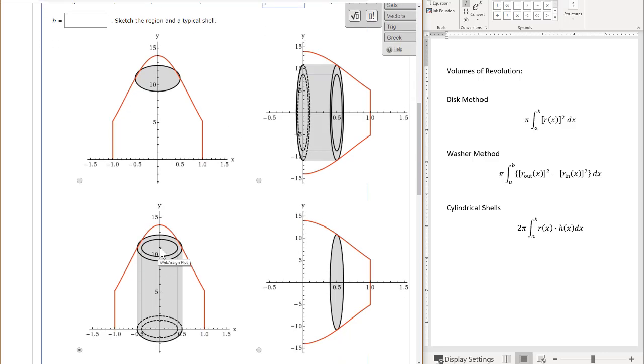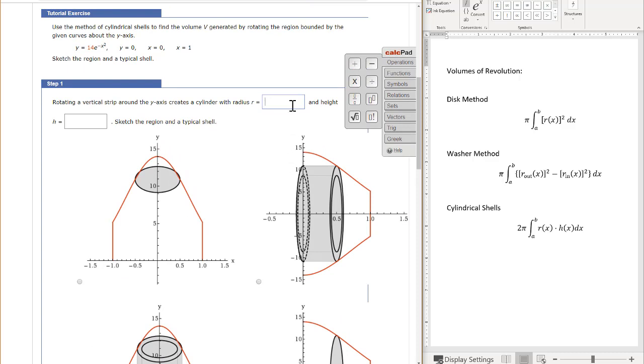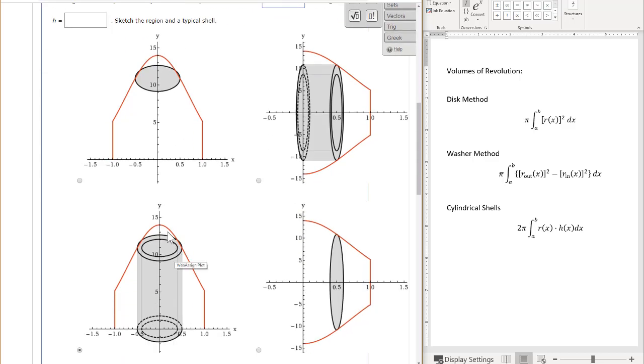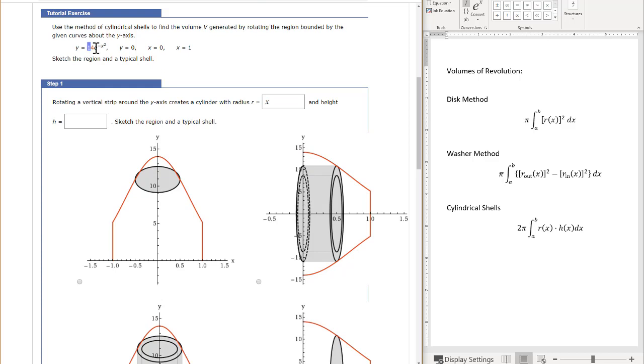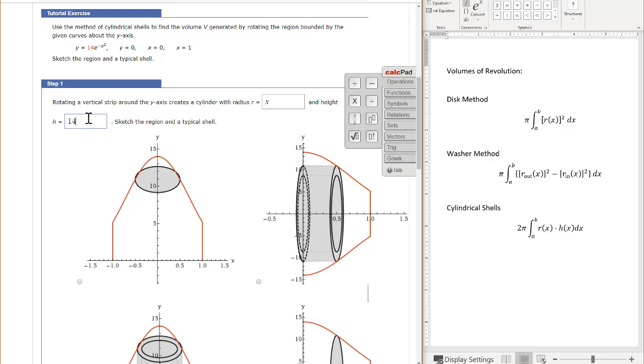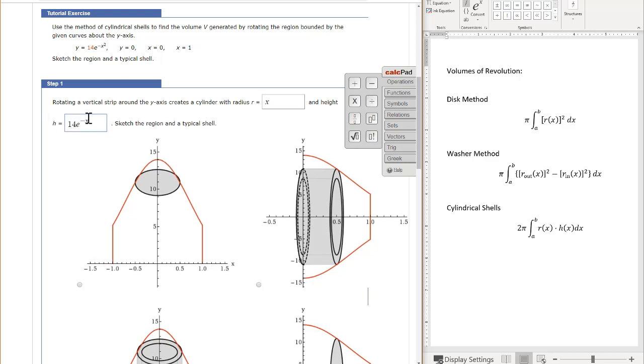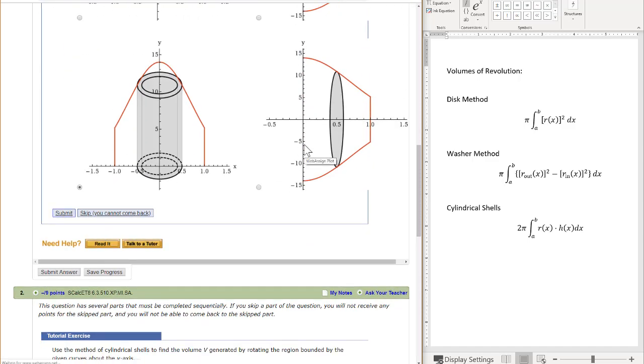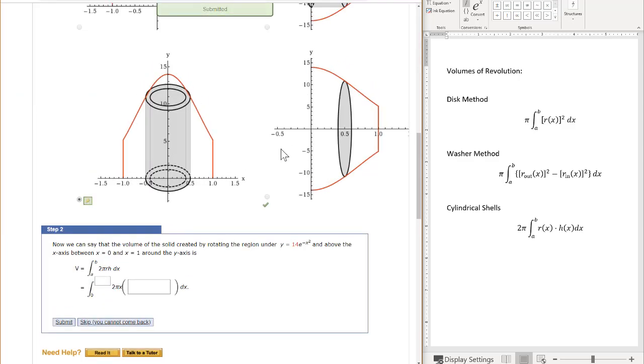So let's take a look at the shell. The radius r is going to go from the y-axis in the x direction towards some x value. So I say the radius is going to be x, and the height of the cylinder, depending on where you are, will be from the x-axis to that graph. And this is the graph right here, so it would be this minus 0, since the x-axis is y equals 0. So this is just going to be 14e to the minus x squared. So that should work out. Let's check. Okay, looks good.